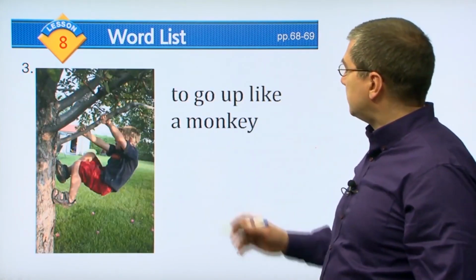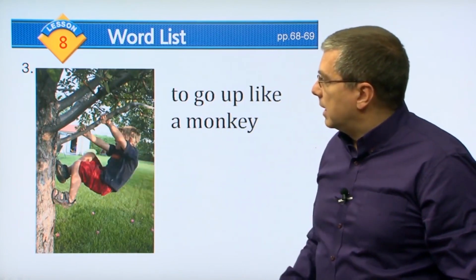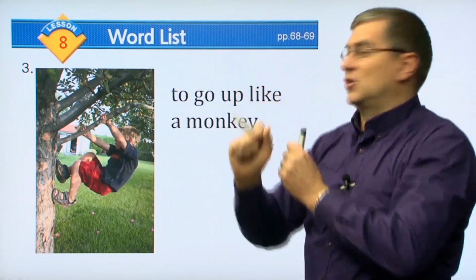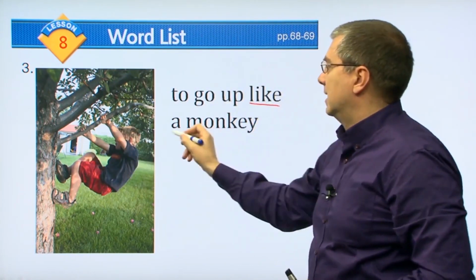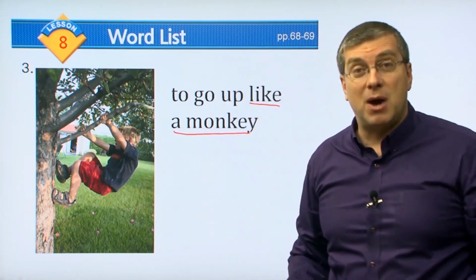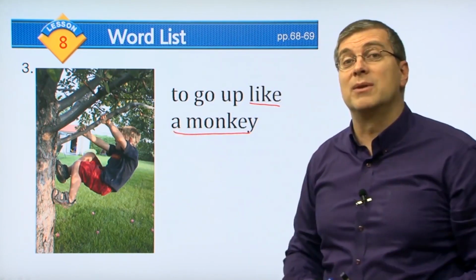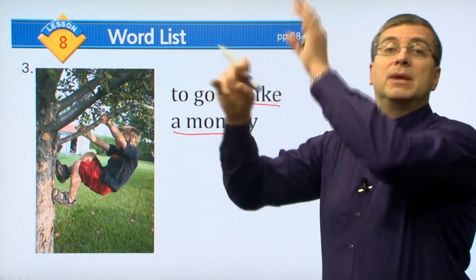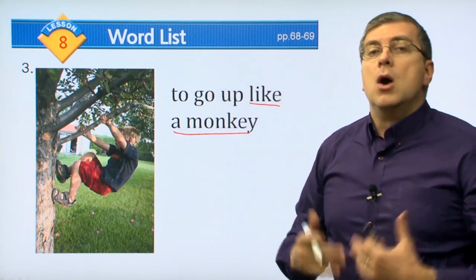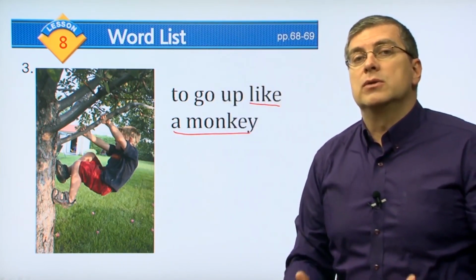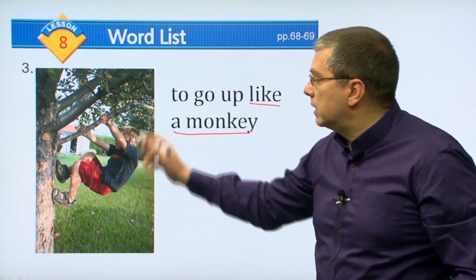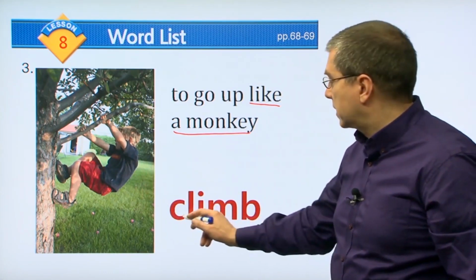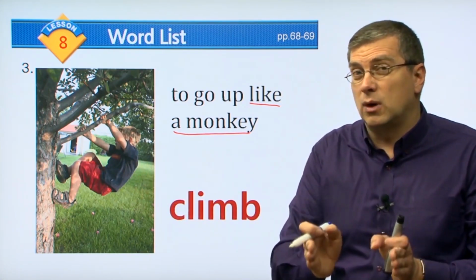Okay, what else? We have, what's this boy doing, right? He's holding on to a tree and he's going up into the tree. Here it says to go up like a monkey, right? So if you think about monkeys, we saw the picture before of the monkey. What do monkeys do really well, right? They can go up in the tree very quickly. What is the verb that we use to describe this action? What is this boy doing? He is climbing.